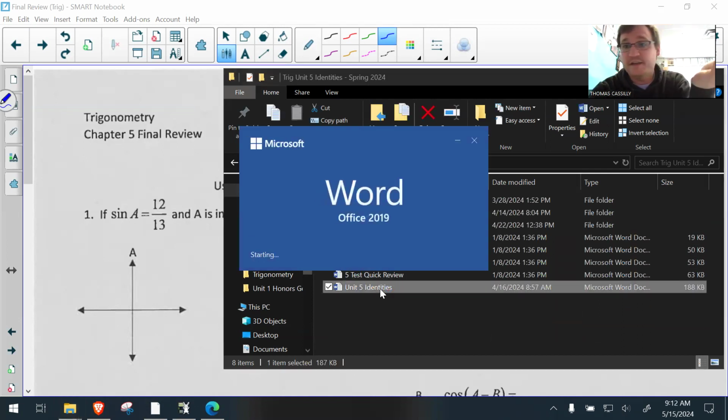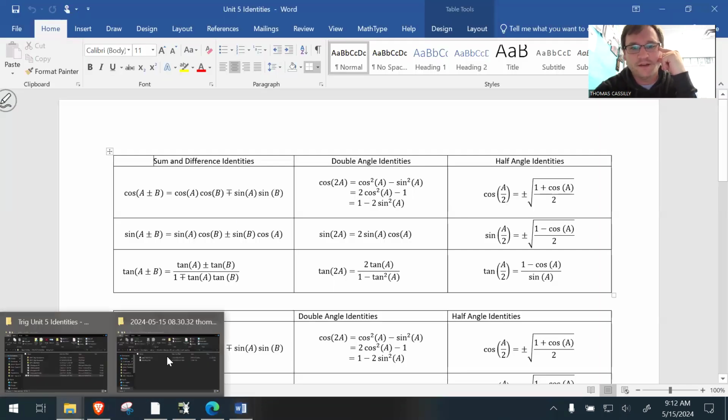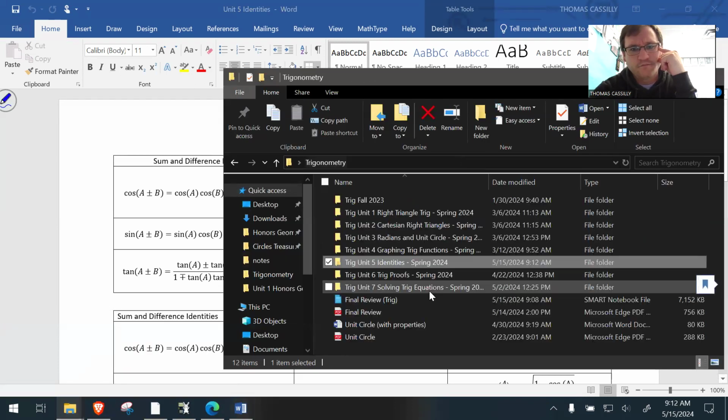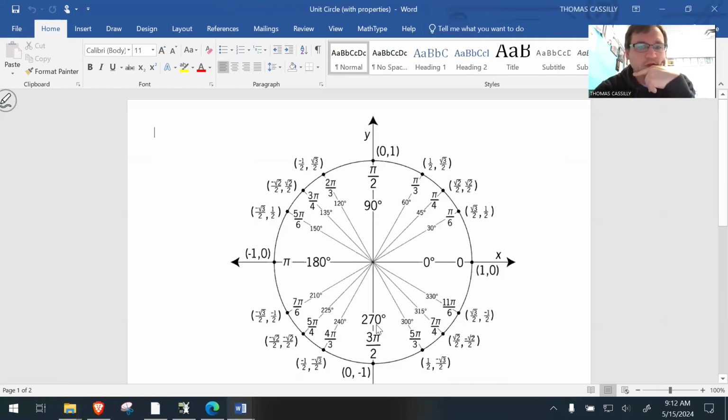Unit 5 identities. All right, so this is basically what you guys are going to have on your final exam, once Word decides to load here. Nope, that's not it. Might be this one. We'll see. I don't know. Here we go.